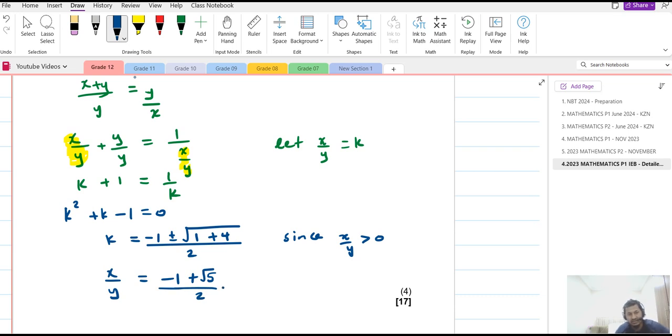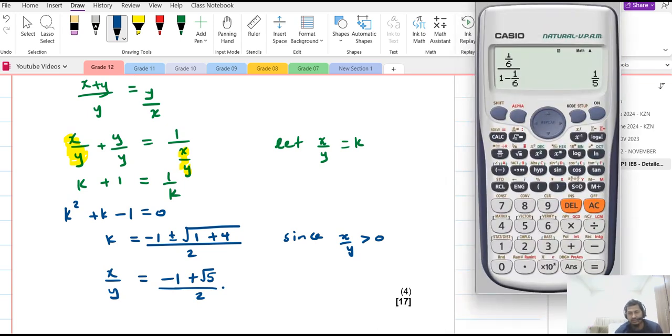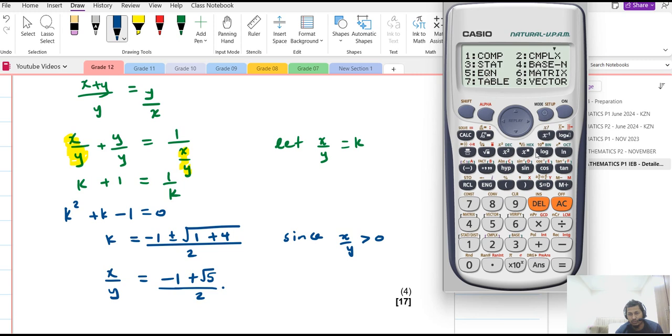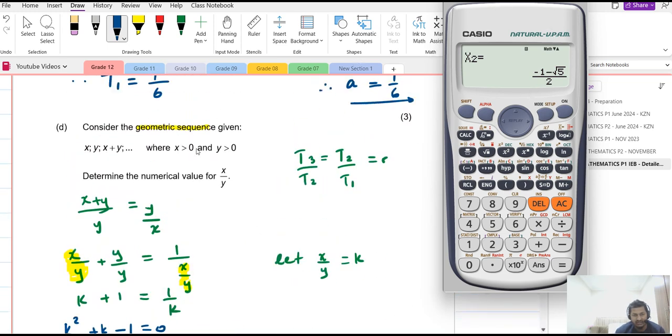Right, so we can solve this quadratic using a calculator, but you have to use the quadratic formula to show how you got it. So a is 1, b is 1 and c is negative 1. Okay, so see, we got negative 1 plus root 5 over 2 and negative 1 minus root 5 over 2. That's going to give me a negative answer. We don't want that, because the condition is x is greater than 0 and y is greater than 0. I hope you guys understood that.